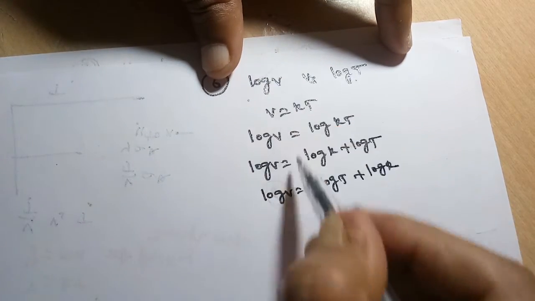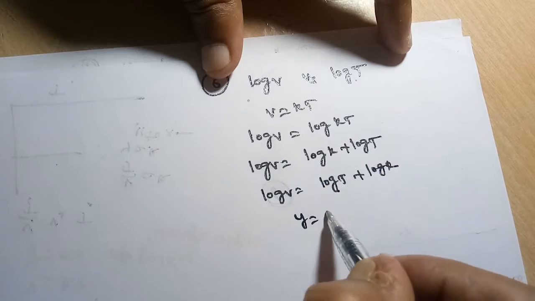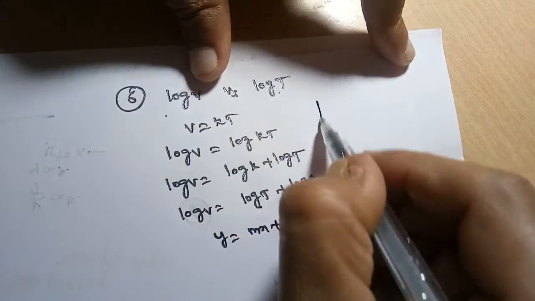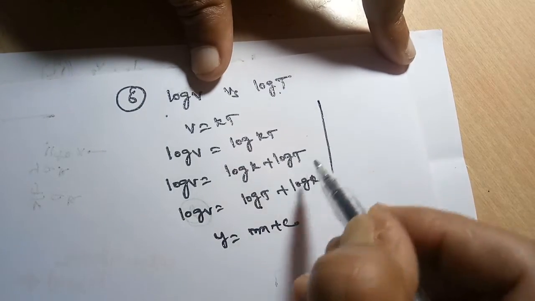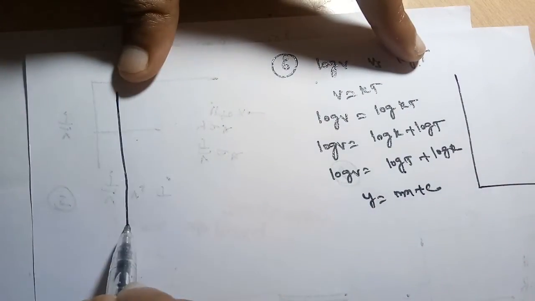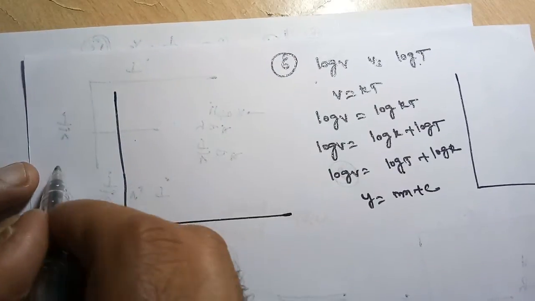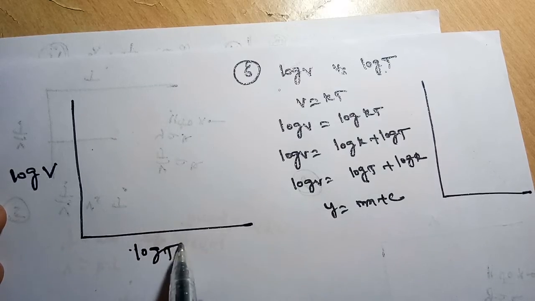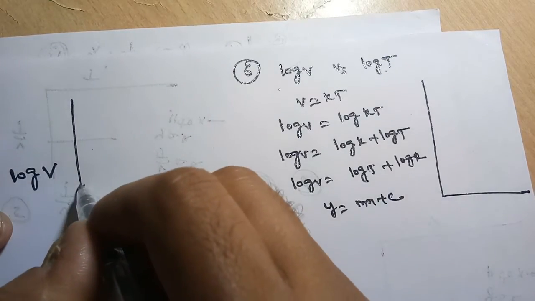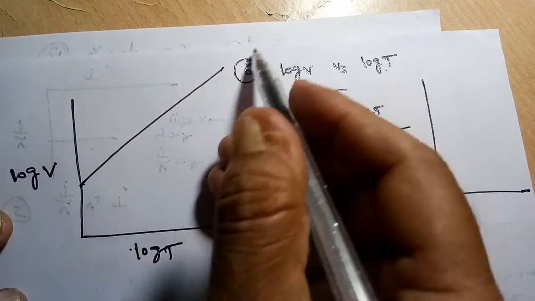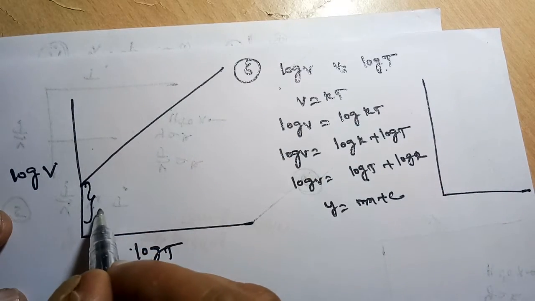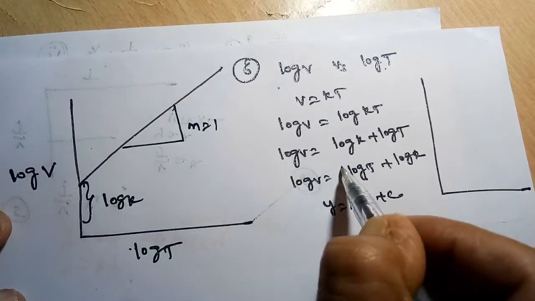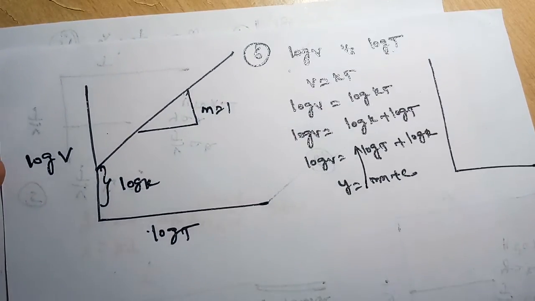So log V on the y axis, log T on the x axis gives the y is equal to mx plus c form. Here I will plot log V against log T. Positive intercept and positive slope. This is the intercept, log K, and the slope m is equal to 1. So this type of graph we will get.